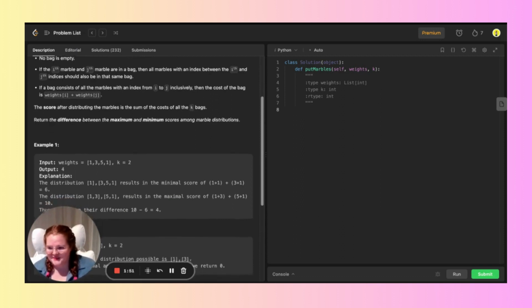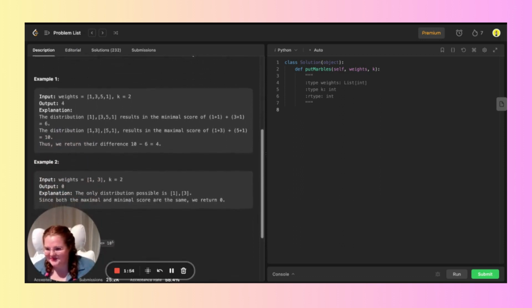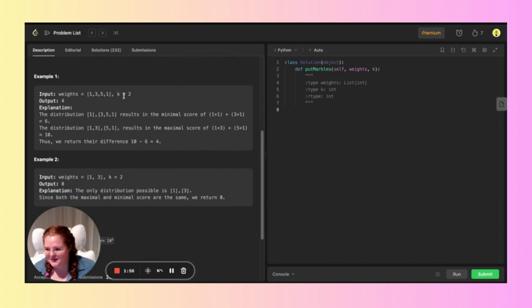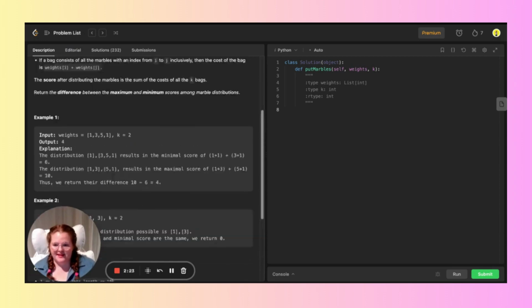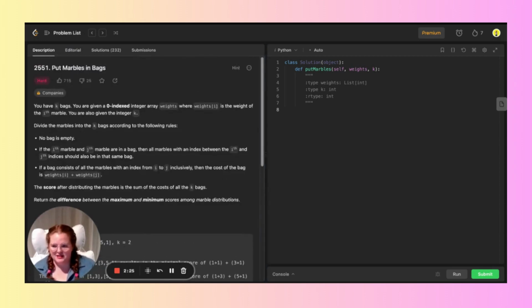Okay, let's look at these. So we have the input weights, the output 4, and the explanation. Thus we return their difference, 10 minus 6 equals 4. Distribution possible, 1 and 3. Okay, so you're given K bags. No bag is going to be empty.